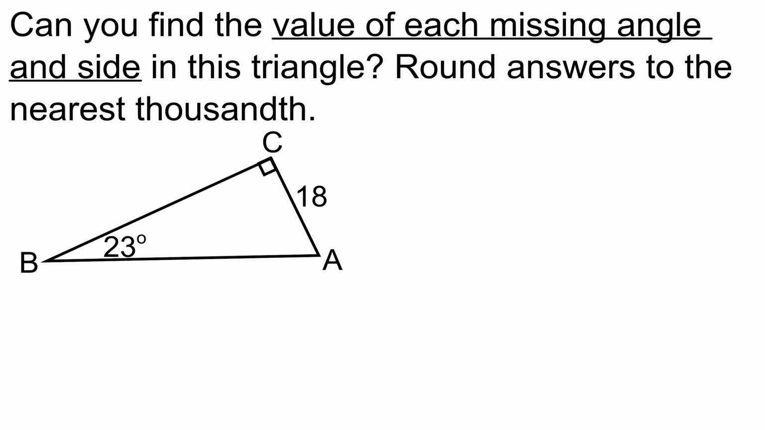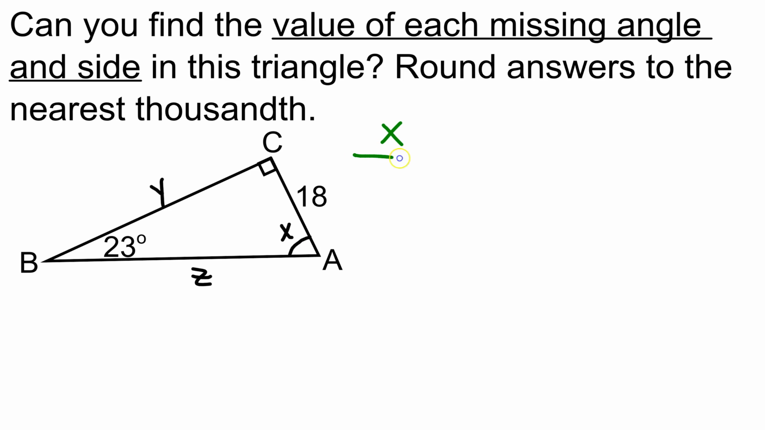Okay, so on this problem it says, can you find the value of each missing angle inside this triangle? Round answers to the nearest thousandth. So if we look, we have a missing angle here, and then we have two missing sides in the triangle. So first, let's find the angle. So we're going to find x.